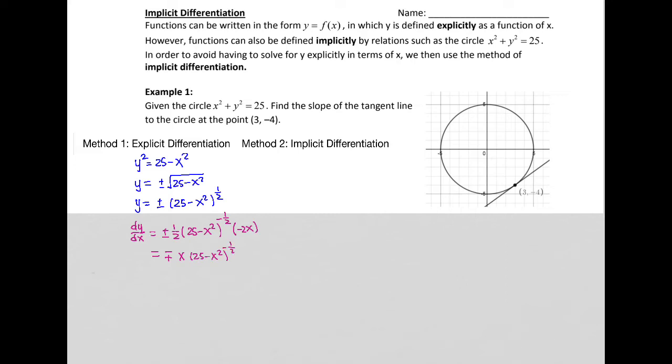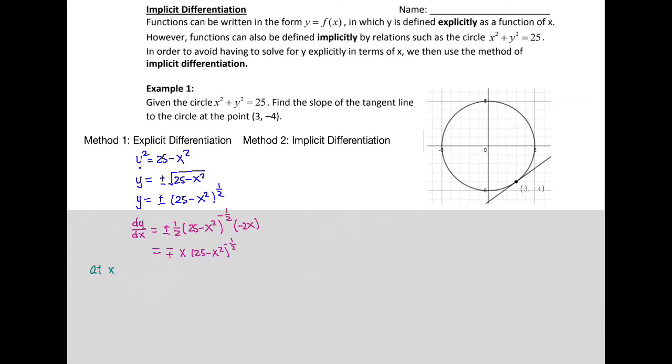And now let's substitute x equals 3 to find the slope of the tangent. The slope of the tangent is going to be negative or positive 3 times (25 minus 3 squared), which is 25 minus 9, which is 16, to the power negative a half, which is negative or positive 3 times 1 over the square root of 16, which is 4. So now you have two different slopes, which is 3 over 4 or negative 3 over 4.